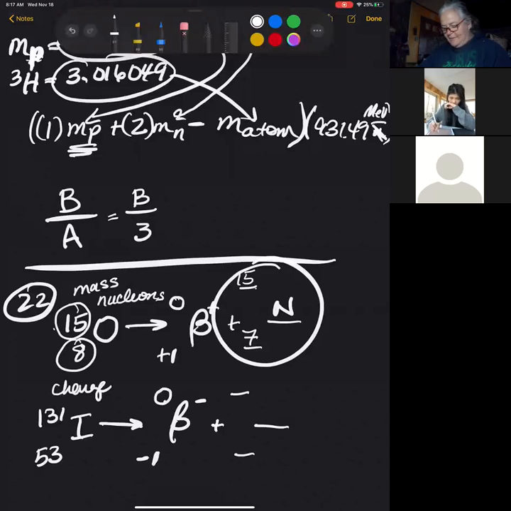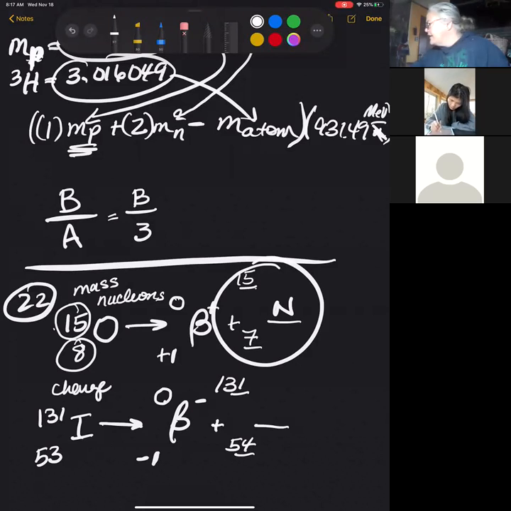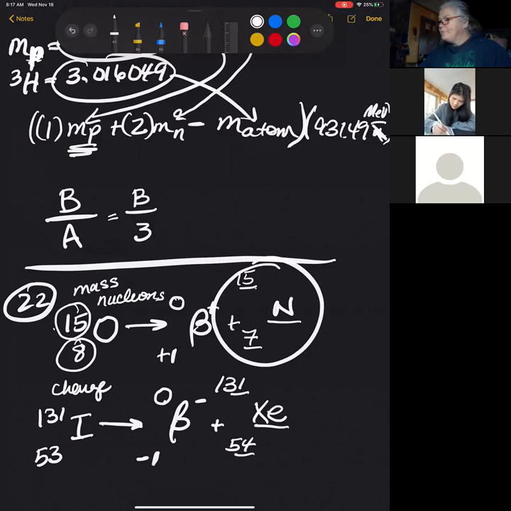The top row has to add up to 131. So I've already got 0, so that's got to be 131. The bottom row has to add up to 53. Well, I've got a -1. So if I need to add up to 53, that's got to be 54, because 54 minus 1 is 53. So I look up what 54 is, and 54 is xenon. Okay. All right. Okay. We'll do another one.